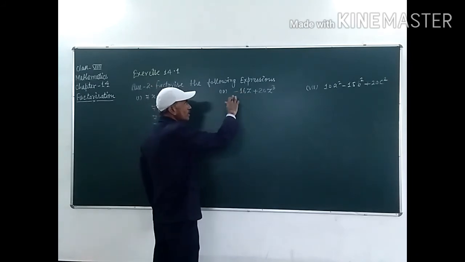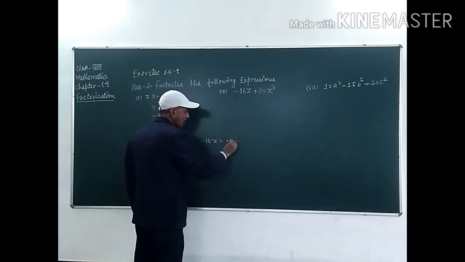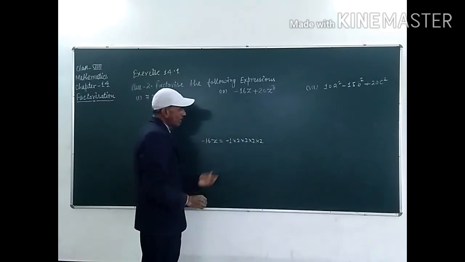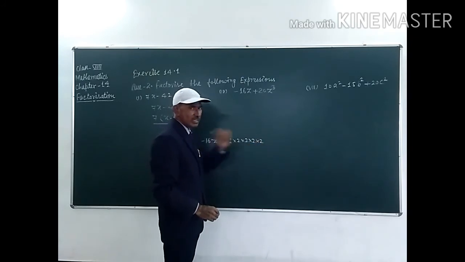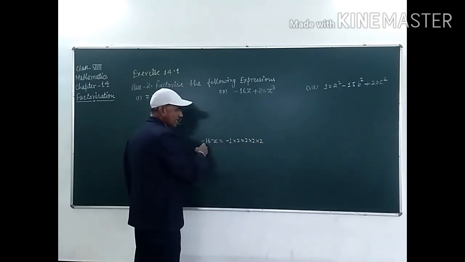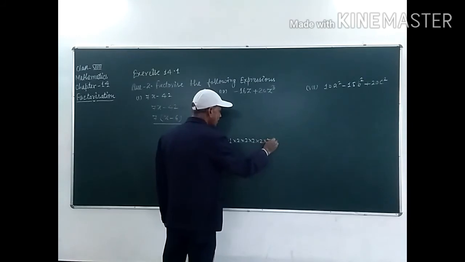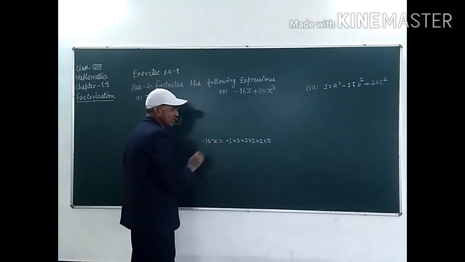So, first of all we have to factorize minus 16z. So, students, minus 16z, it means first minus 1 into 2 into 2 into 2 into 2. How many times? 4 times. 2 2s are 4, 2 4s are 8, 2 8s are 16. So, this one is minus 16. We have multiplied here by minus 1. Now, into z. So, these are all the factors of minus 16z.